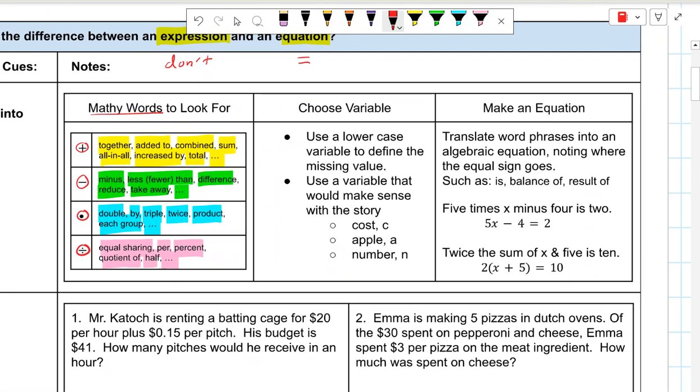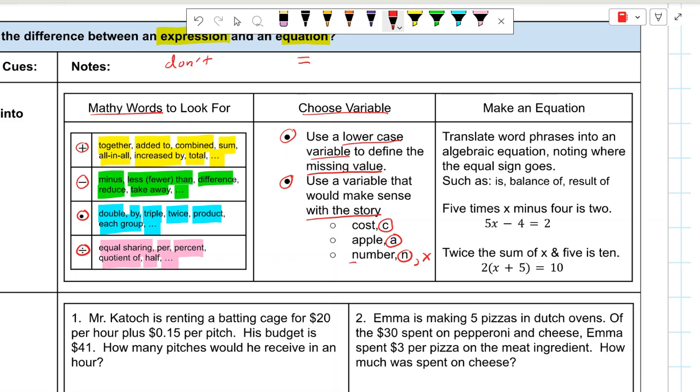Choosing a variable. There's 2 points to this. The first point is use a lowercase variable to define the missing value. We are looking for the missing value, so use lowercase for that. The second point is use a variable that would make sense with the story, such as if they're looking for the cost, use lowercase c. If they're looking for how many apples, use lowercase a. And if they're looking for a number that they don't know, number starts with n, so use n. Now you might want to use x sometimes too, but it doesn't really matter.